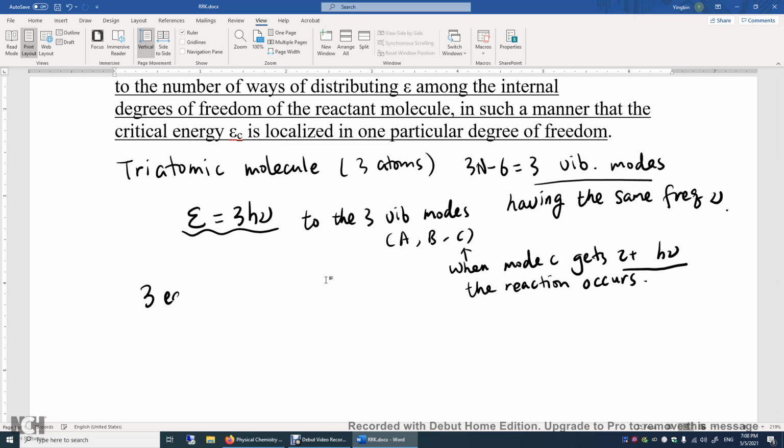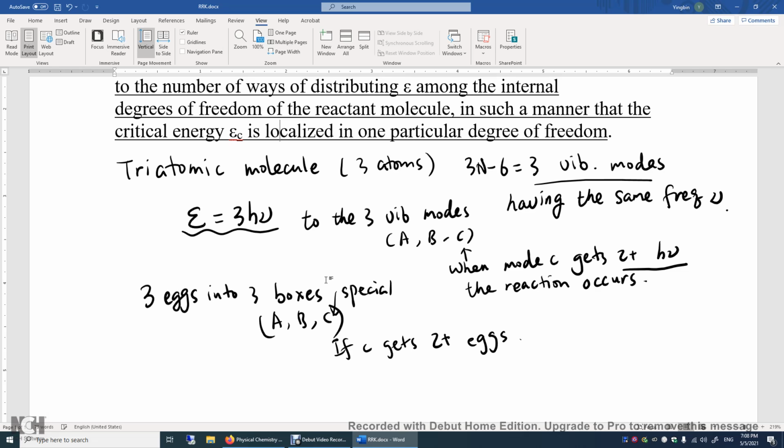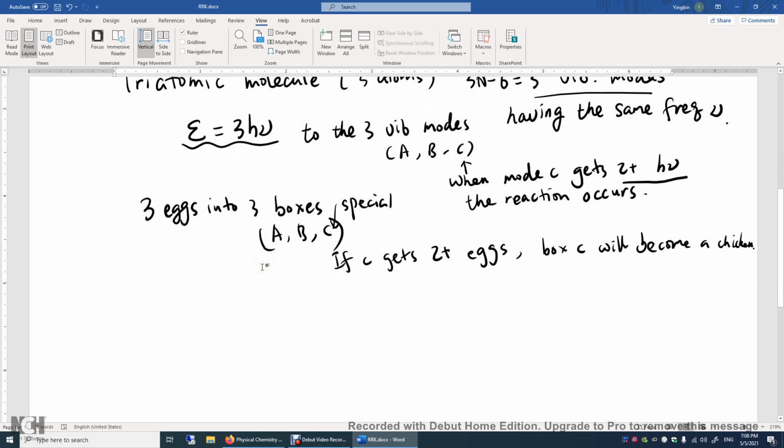I will just put 3 eggs, x, into 3 boxes. All right, box A, box B, and box C. C is special. If C gets 2 or more x, this box C will become a chicken. It's magical. And then we're going to calculate the probability of getting a chicken. So how do we do this?